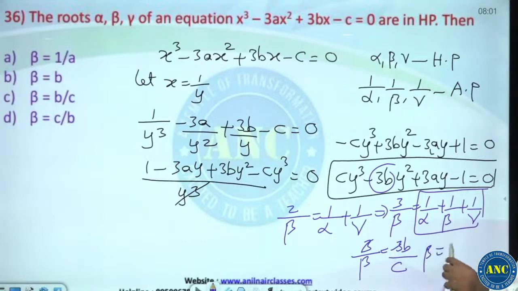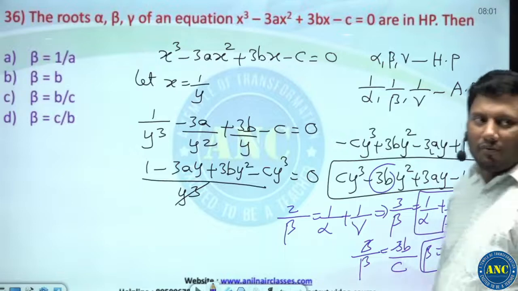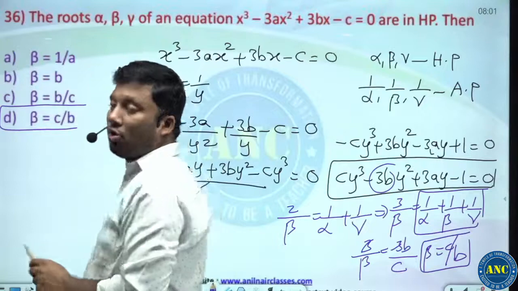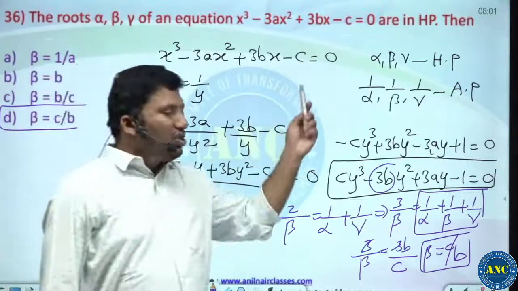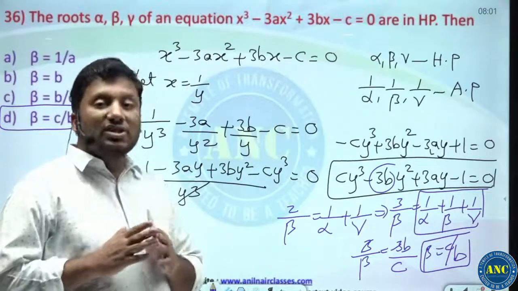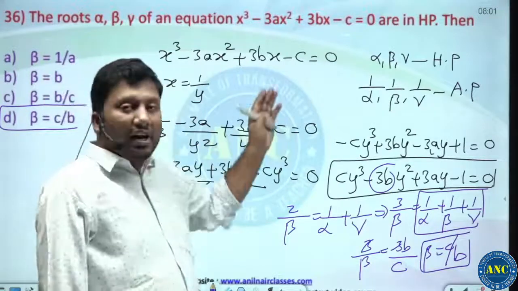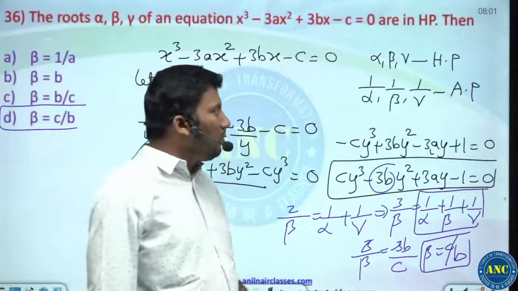So beta is given by c by b. Very, very good question, sir. Beta is given by c by b. Do not work with HP related things. HP is the reciprocal of arithmetic progression. So wherever HP related questions are there, convert into arithmetic progression.